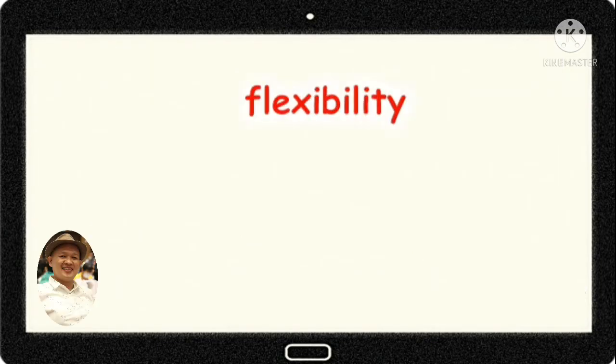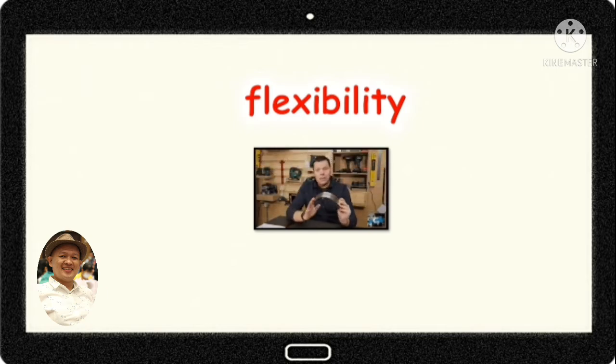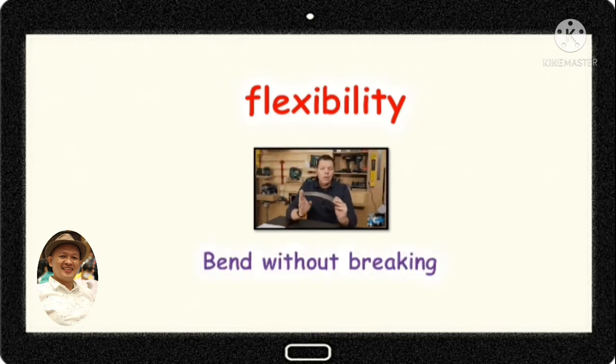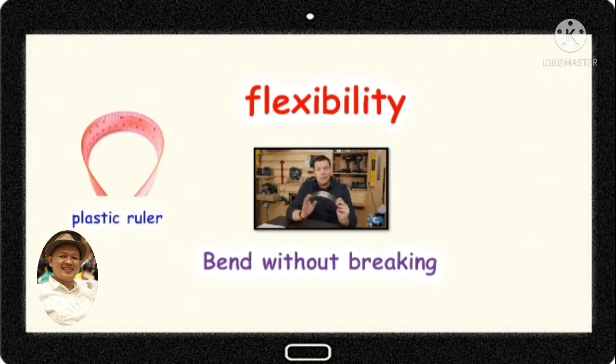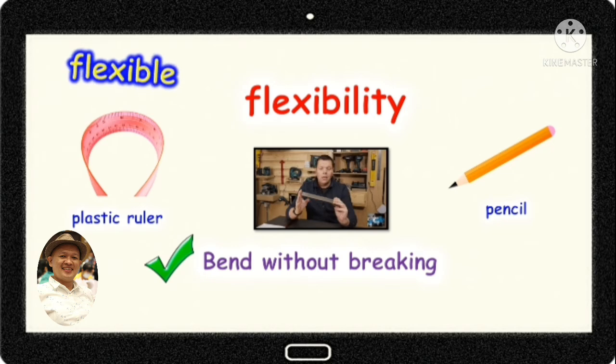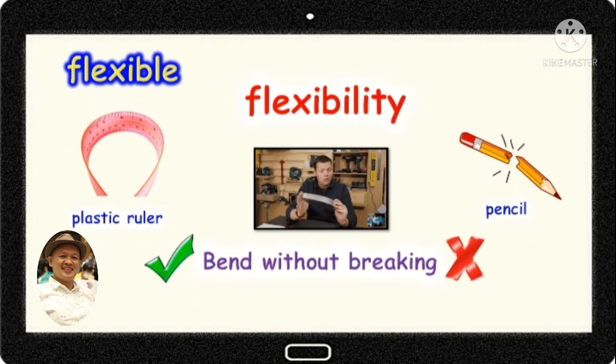Next is the flexibility of a material. Flexibility is the ability of a material to bend without breaking. For example, plastic ruler, pencil. Materials that can be bent without breaking, like plastic ruler, are called flexible materials. And materials that cannot be bent are called rigid materials.